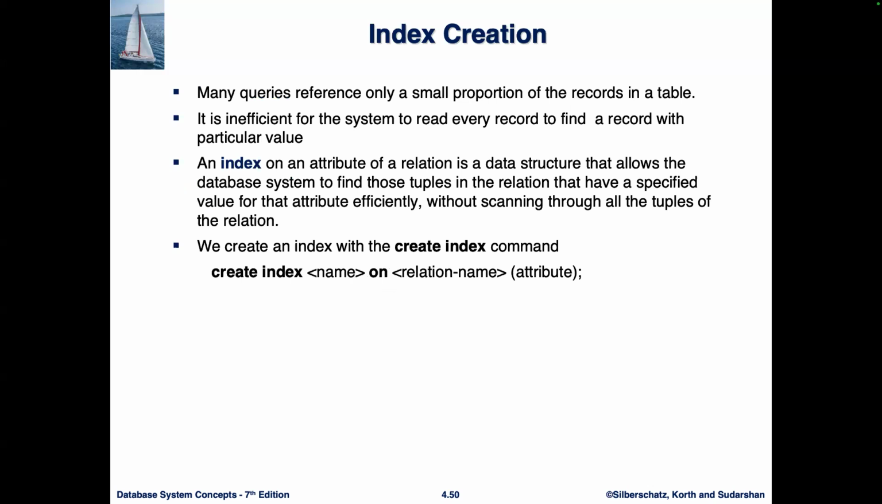When you query a database, especially large tables, it is inefficient for the system to scan through every record to find what you need. This is where indexes come in. An index is a data structure that allows the database to quickly find rows with specific values for an attribute. Instead of scanning the entire table, the system can use the index to locate the relevant records efficiently. You can create an index using the create index command. So: create index index name on relation name.